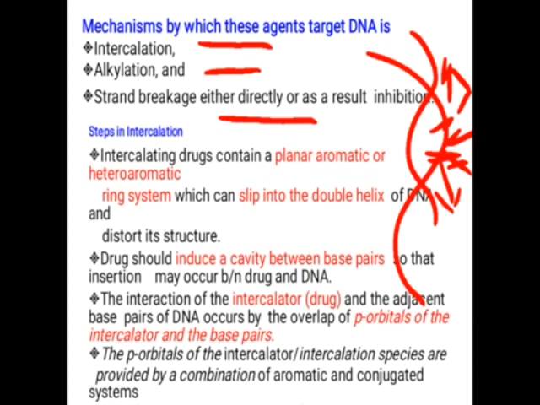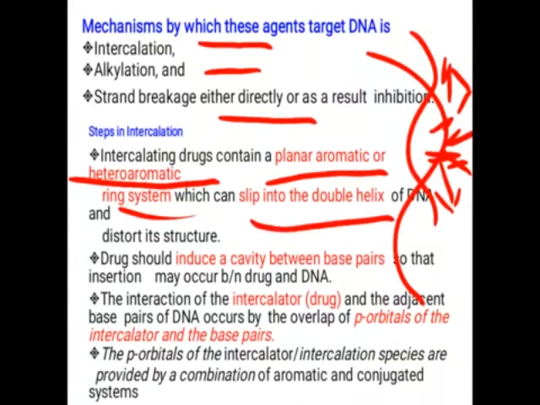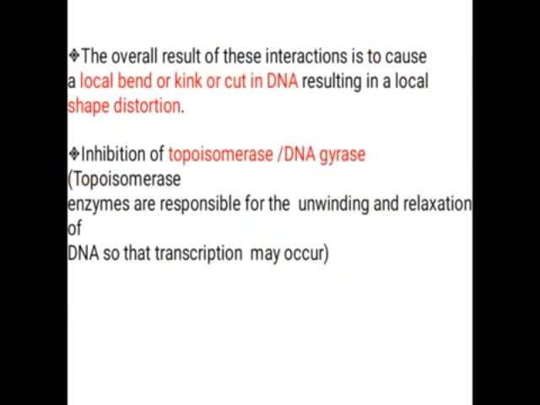For an intercalator, the drug must consist of a planar aromatic or heteroaromatic ring system, so that it can slip into the double helix of the DNA and distort its structure. Generally they induce a cavity between the base pairs. So the intercalators fit themselves between the base pairs of DNA, and due to the fitting between these two base pairs, the distance between these nitrogen bases increases, overall the stability of DNA decreases, and the breaking of DNA takes place. So that is intercalation.